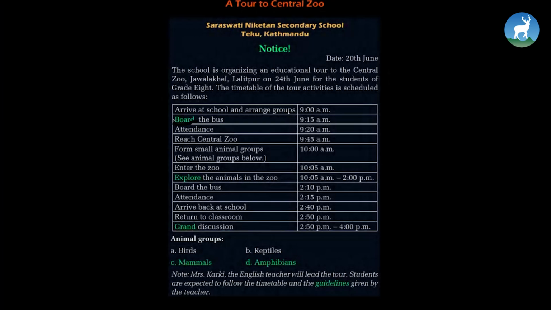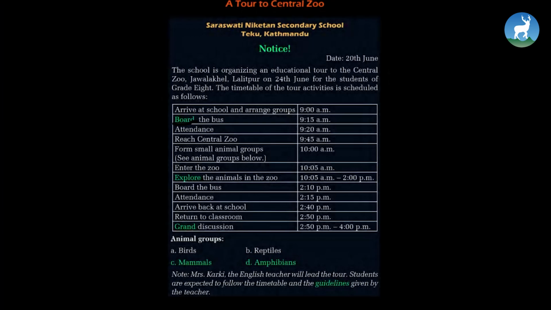Now you see there are three words which have been highlighted green: board, explore, and grand. Now let's dive into these three words. Board the bus means you are going to get in the bus, as in the boarding pass that we get when we are going to fly in an aeroplane. So boarding or to board means to get in a vehicle. Similarly, explore means to go and have a look at the animals in the zoo in this context. Another word is grand discussion. The word grand means there is going to be a huge discussion about everything that they have seen in the zoo.